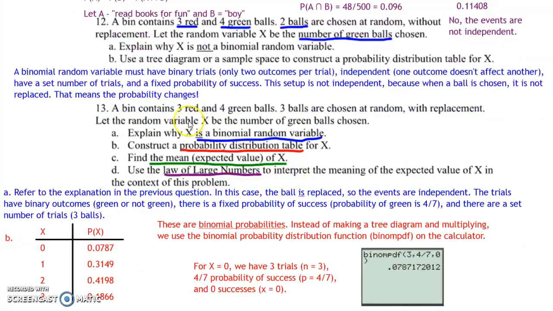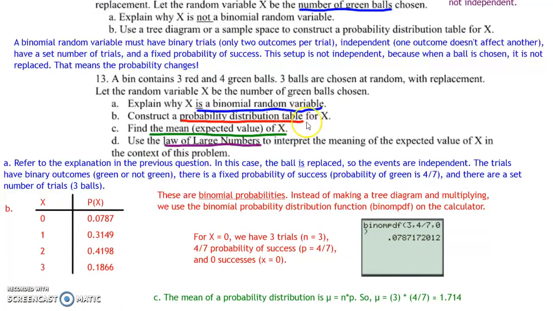For question 13, it asks why it's a binomial random variable. There are certain criteria that it has to meet for it to be a binomial random variable. If you have a set number of trials, if you have binary outcomes for every trial, if they're independent, and a fixed probability of success. So the explanation is there.